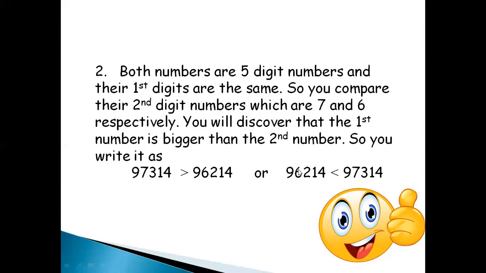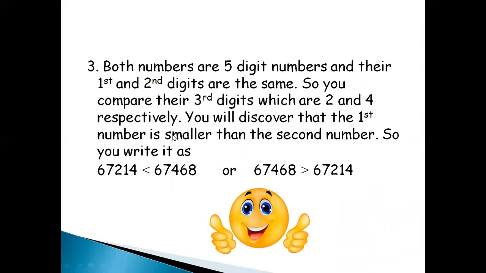Or I can bring this first. 96214 is less than 97314. Simple, isn't it? If I'm using my greater than symbol, the bigger number should be in the front. But if I'm using my less than symbol, the smaller number should be in the front. Do we get that? So this means 97314 is greater than 96214. And then 96214 is less than 97314. Okay? Do you understand that? Good.